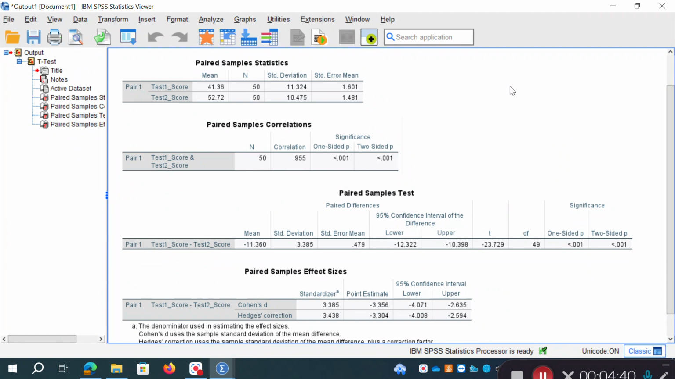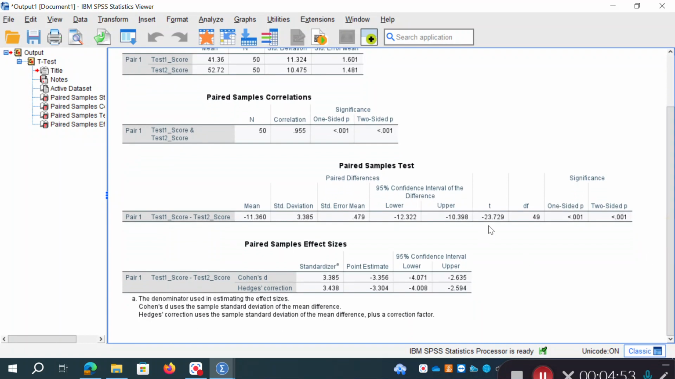But what we want to know is whether there is a significant difference between participants' test 2 score mean and test 1 score mean. So let's look at our t-test value. We've got a t-value of negative 23.729, degrees of freedom of 49, and if we look at the two-sided, two-tailed significance, p is less than 0.001. So we've got a statistically significant t-test.